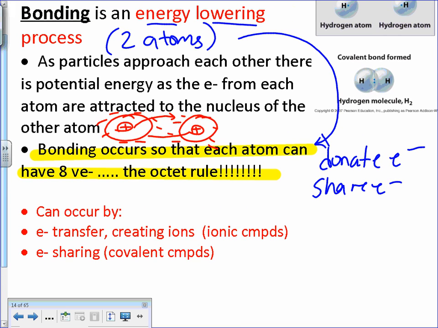So octet rule means what again? 8 valence electrons. That's it. That's what we gain or lose according to our number of valence electrons. I'll give you guys another second there.